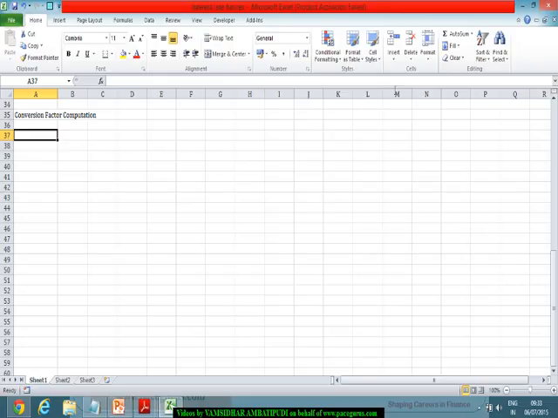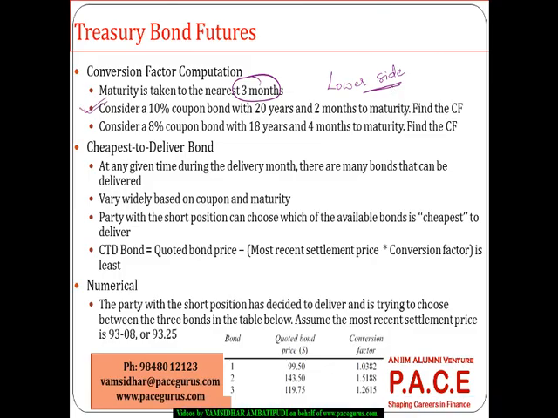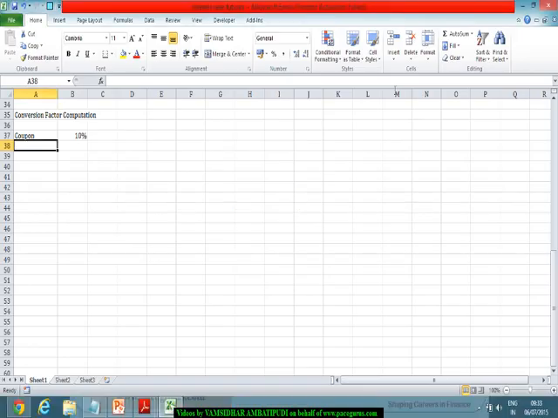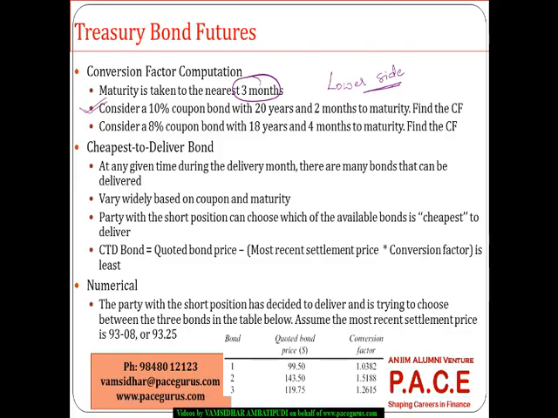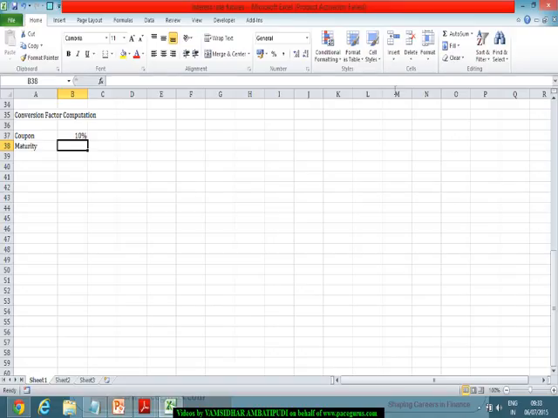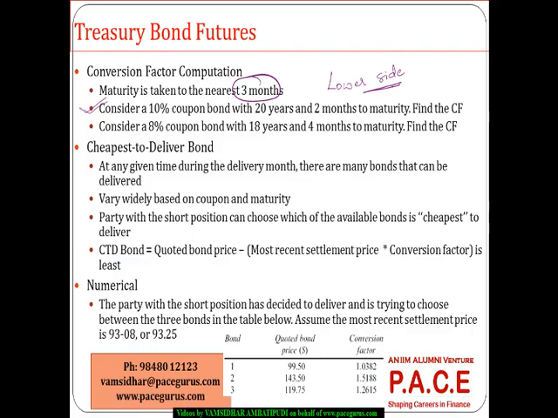So I want a 10% coupon bond. I want to find out the conversion factor first of all, getting a clarity. I want a coupon of 10%, 20 years and 2 months to maturity, and as I said, we'll round it to the closest 3 months on the lower side, though it's not mandatory, but yes, that would be more simplifying. So probably I'll take it as 20 years.